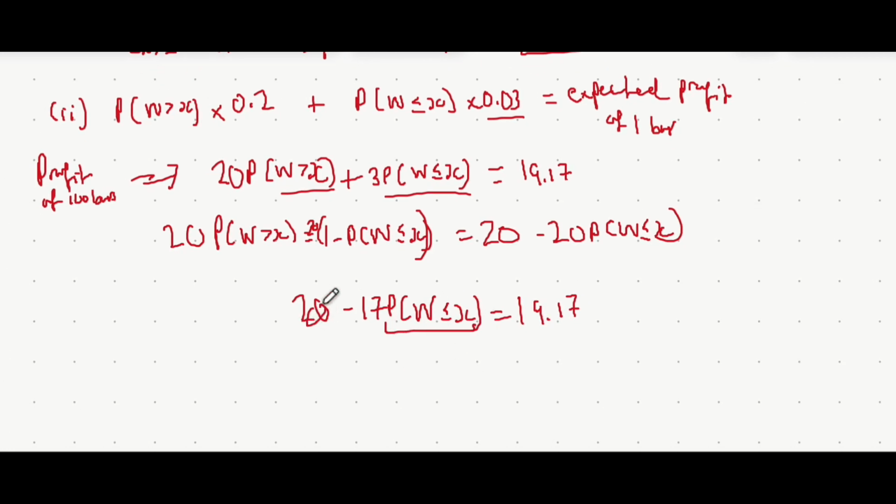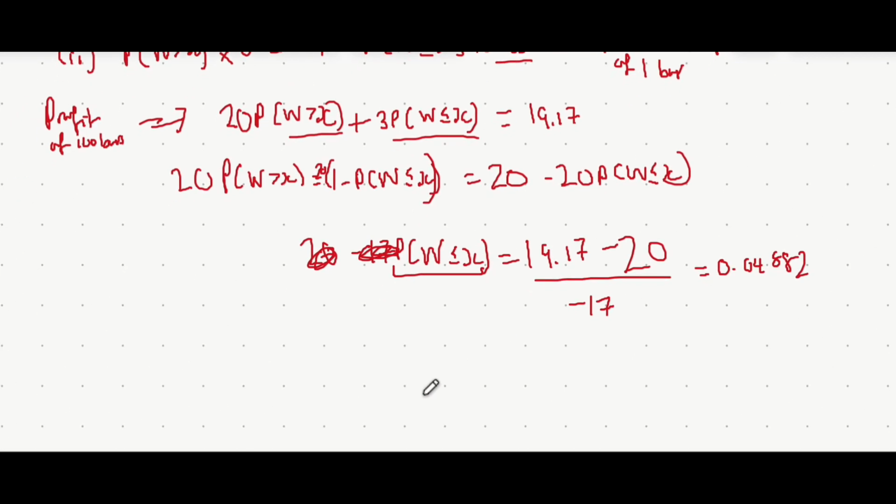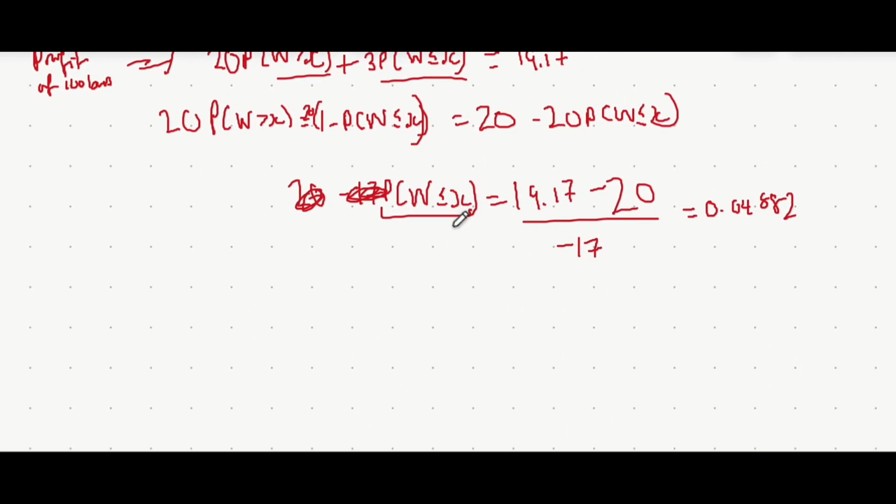Now we rearrange to make this the subject of the formula. So we take away 20 from both sides and divide both sides by minus 17 to get that the probability that w is less than or equal to x is actually just equal to 0.04882. Okay, how do we find x from here?